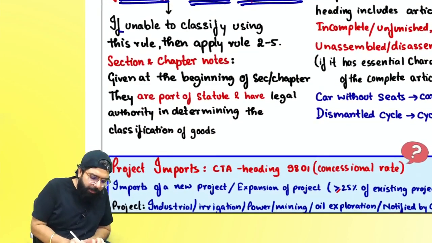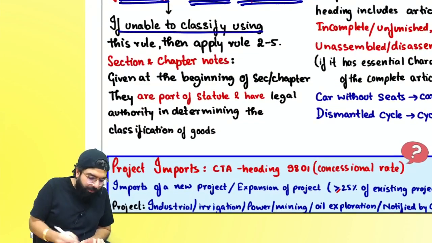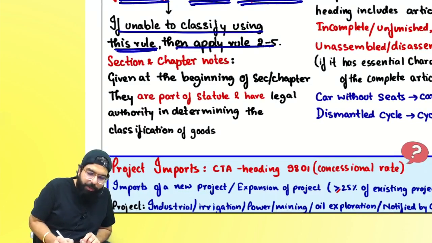If you are unable to classify according to rule number 1, then you have to apply rule number 2 to 5. What do you mean by section note and chapter note?